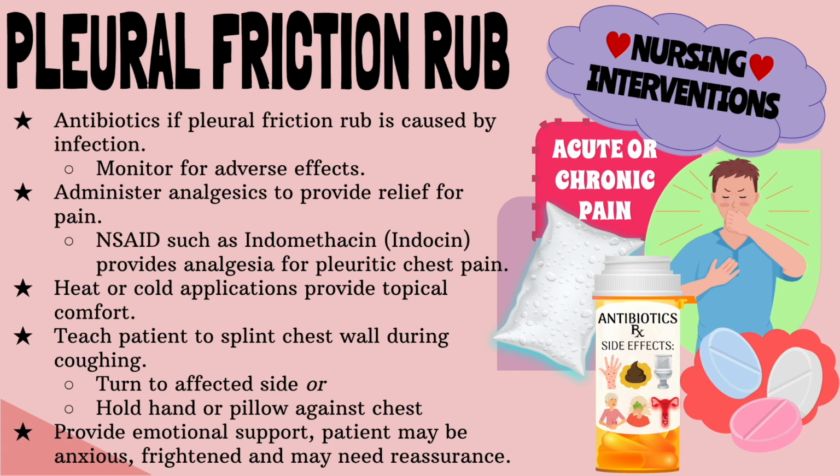Now, as we said before, pleural friction rubs are painful for the patient, but if your patient is experiencing pleural friction rub due to a respiratory infection, other symptoms such as coughing and sneezing may make the pain worse. Teach your patients to splint their chest wall when they cough. They could do this by turning to their affected side or by covering their chest with their hands or a pillow when they cough. And lastly, but certainly not least, we want to provide emotional support. Because whether it be the pain, the inability to breathe properly, or the underlying condition causing the pleural friction rub, this can be a very frightening experience for the person you're taking care of.